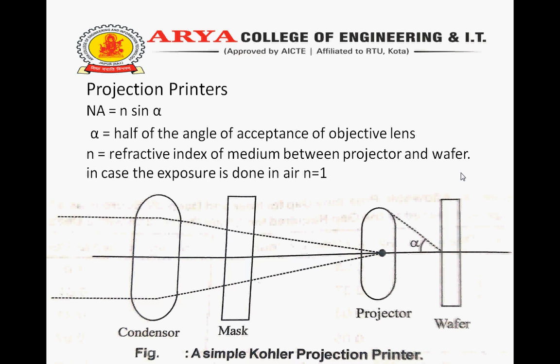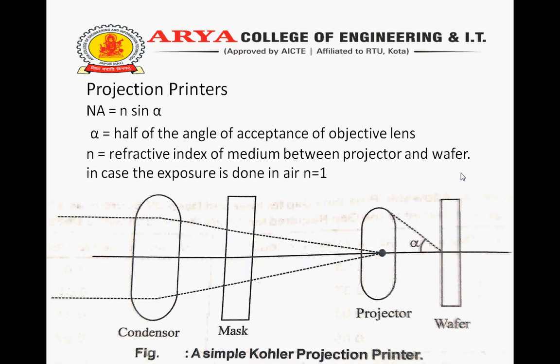Resolution of projection printer. The resolution of projection printer is limited by imperfections in the optical train. These imperfections may take the form of lens irregularities such as aberrations, inclusions, distortion, or separation between mask and projector may be incorrect. The resolution is given by Rayleigh-like criteria such as minimum width equal to k times lambda upon NA, where k equals a constant that depends on the ability of resist to distinguish between small changes in intensity.